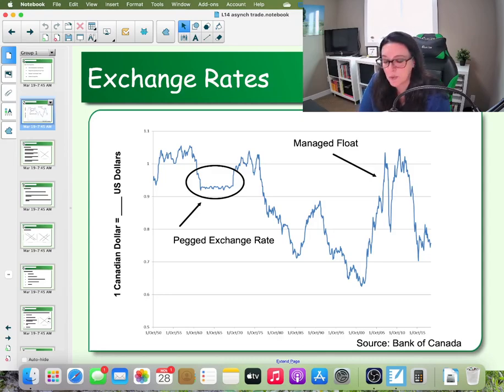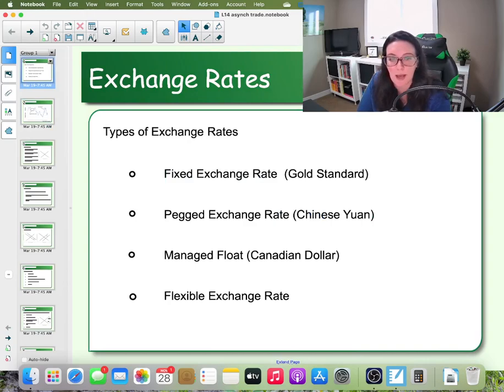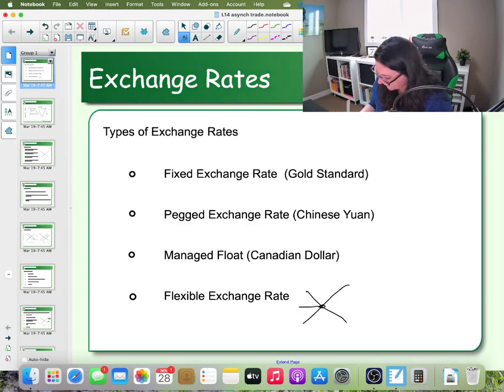And the last two types of exchange rates we want to look at are the managed float and the flexible exchange rate. Canada right now is a managed float, so is the US dollar. Now, a truly flexible exchange rate would have the exchange rate be determined solely based on supply and demand setting the value. A managed float is where we have that flexible exchange rate determining the value, but then we can manipulate it using monetary policy to encourage that exchange rate to be within what we consider to be an optimal range.